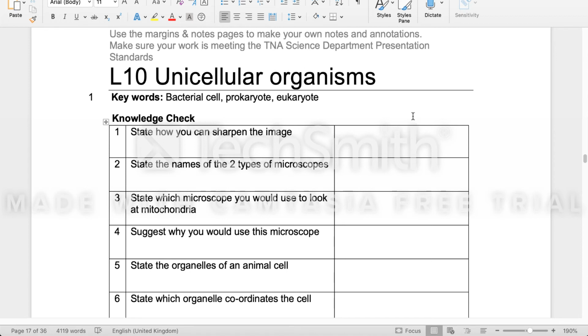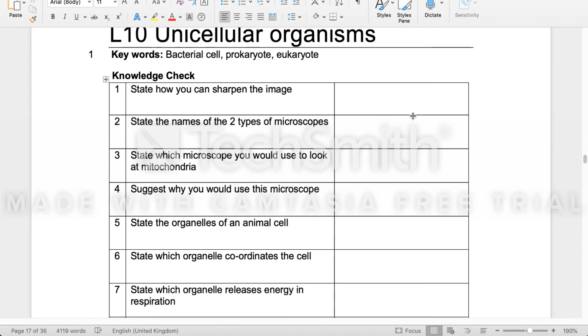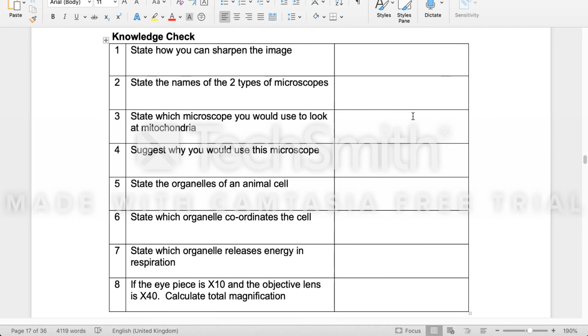Hello there, welcome back to Cells and Diffusion Part 2. This is Lesson 10, Unicellular Organisms, and we are getting pretty close to the end there, so keep up the good work. But if you want to pause the video really quick to get started on the 8 questions of the Do Now, and then we'll go over them together.